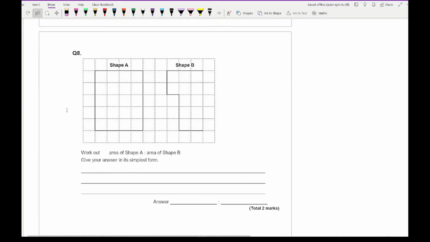Moving on to question 8, it says work out the ratio of the area of shape A to the area of shape B. So here all I need to do is work out the area of A, which equals 4 times 5, which is 20. The area of B, again by counting the squares, is going to be 12. So the ratio is 20 to 12, and I just want to simplify that. In its simplest form it becomes 5 to 3 by dividing each of the numbers by 4.